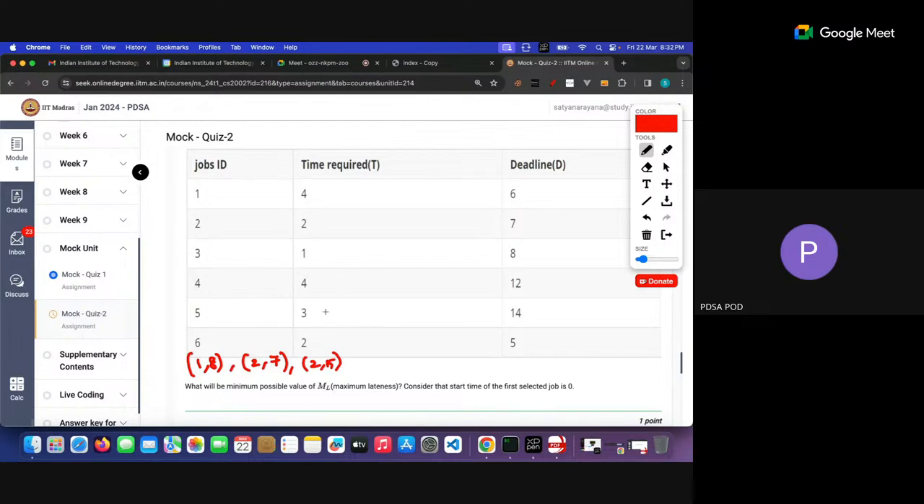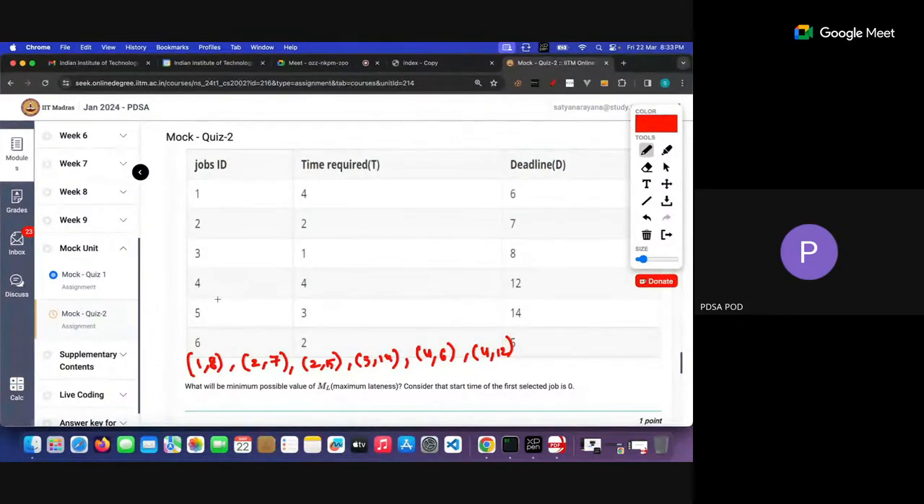After that, I can select 3 and 14. Is it right? Then after it, 4 and 6. Okay, then after it, 4 and 12. So how many jobs? 6 jobs, yes.